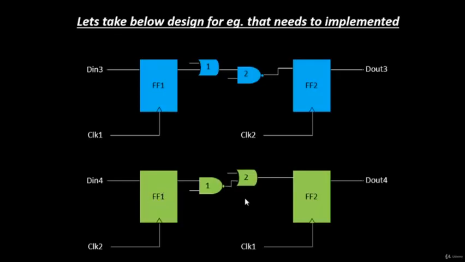So we have this flip-flop 1, flip-flop 2, but of a different color. The input port is D in 4, the input clock port is clock 2. This flip-flop 1 is driven by clock 2, this flip-flop 2 is driven by clock 1, and we have the output port D out 4.